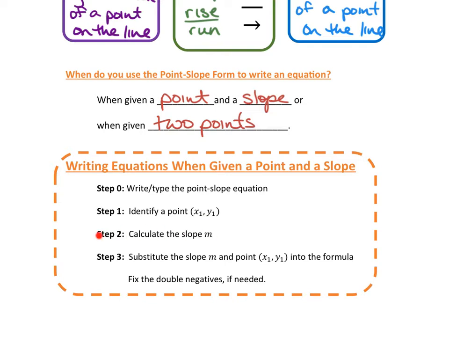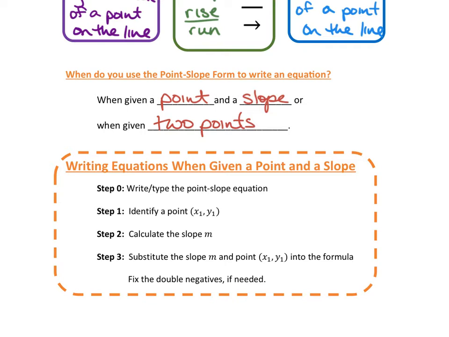Step 2 is to calculate the slope. Sometimes the slope will be given to you. Sometimes you'll have to calculate it. You might need to use rise over run or that slope formula, y2 minus y1 over x2 minus x1. And then, just like the other equations we've been using, we're going to substitute the slope and the coordinate point into the formula. Now, this last part is pretty important.